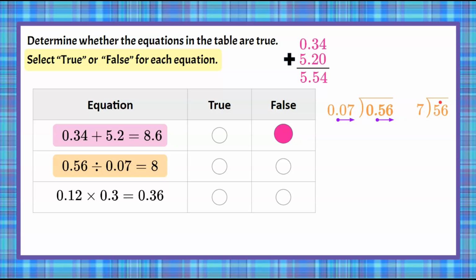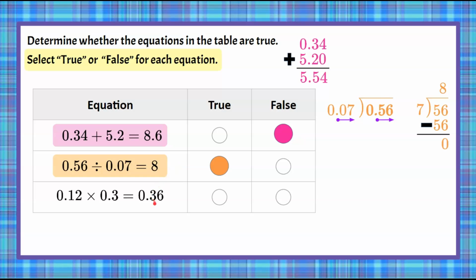7 goes into 56 8 times. 8 times 7 is 56. Now we need to subtract. 56 subtract 56 is 0. So I have a remainder of 0. So therefore, 56/100ths divided by 7/100ths is indeed 8, giving me a true equation.